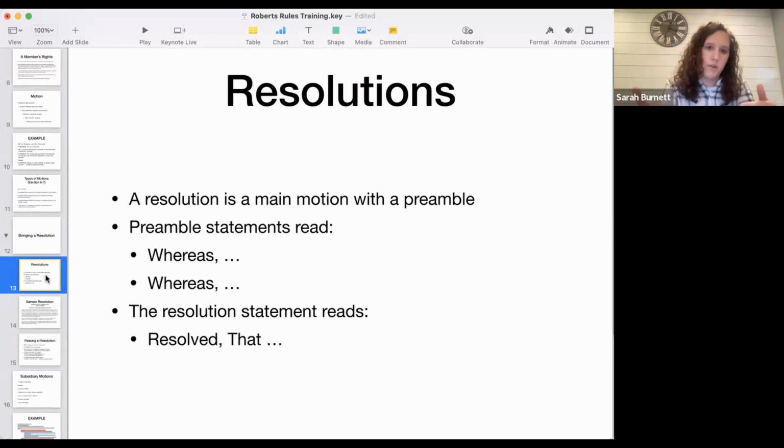They're building your argument. They should be limited. You don't need a lot of them, and they shouldn't include things that are extremely controversial. They should be fairly factual. If you want to say more personal experience or things like that, save that for debate. And then the resolution statement reads, resolved that such and such. And the resolve statement is technically the main motion.